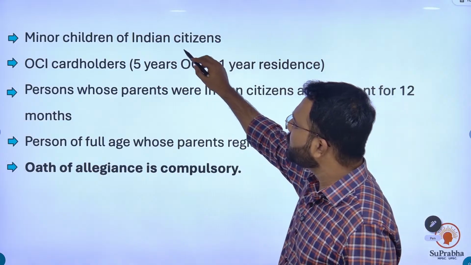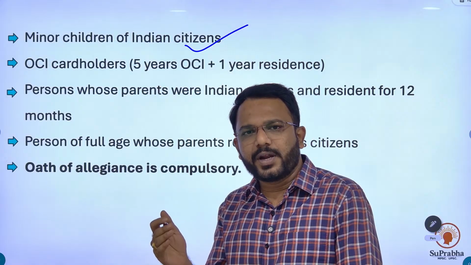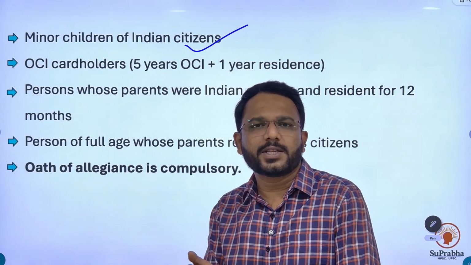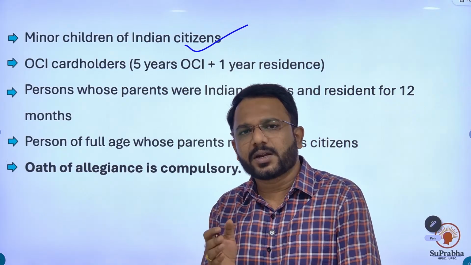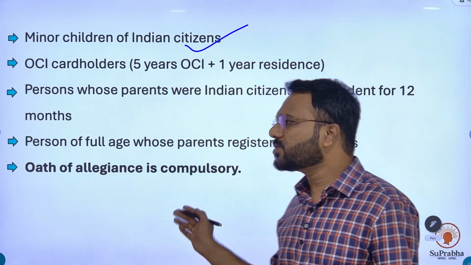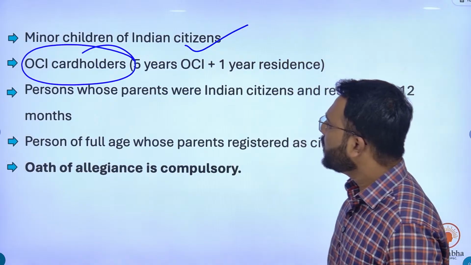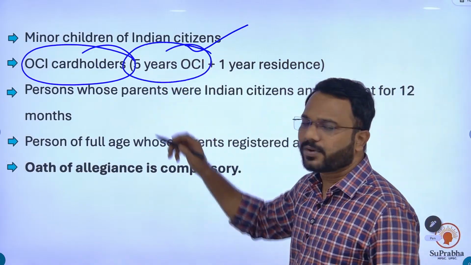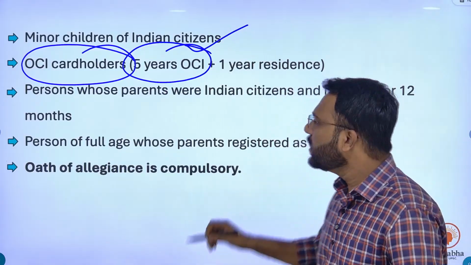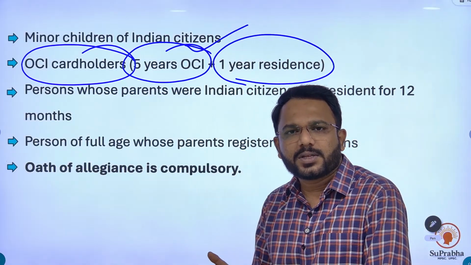Second, minor children of Indian citizens. So if citizens of India are residing outside the country and a child is born to them, that child or minor could be registered as a citizen of India through the registration process. All the Overseas Citizens of India card holders: if an individual has had that OCI card for 5 years and is residing in India for 12 months, he could be given the citizenship of India.